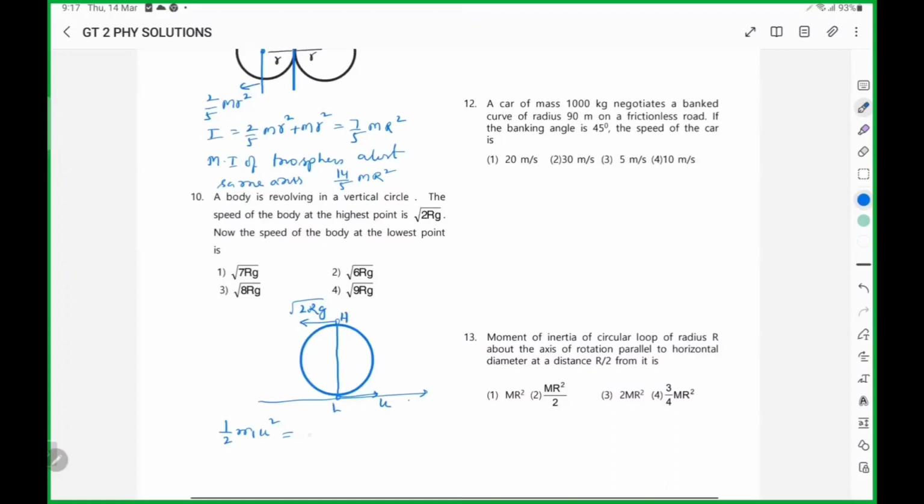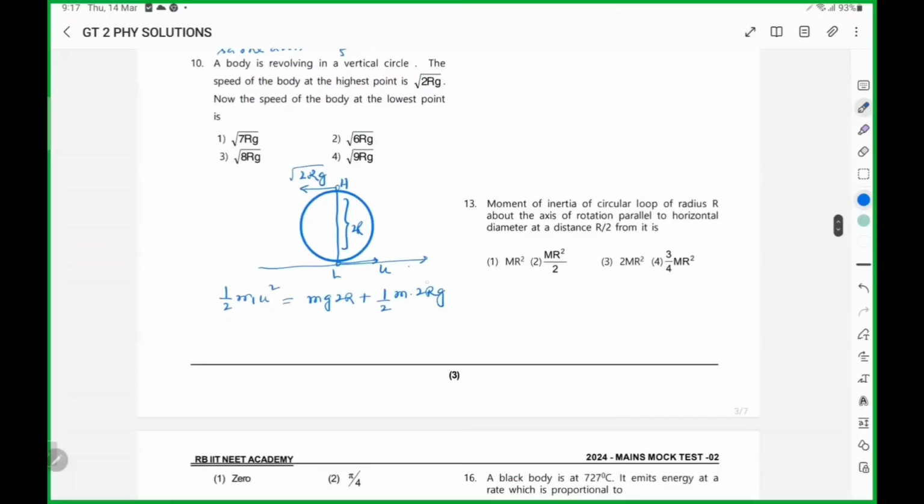At the highest point, it is at a distance 2r, plus half mv square, where v square is 2r. So here it is 3 mgr, half mu square. U square here is 6gr. So the velocity of the body at the lowest point is root 6 gr.